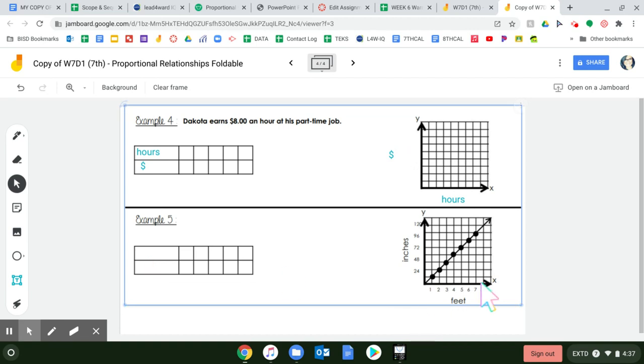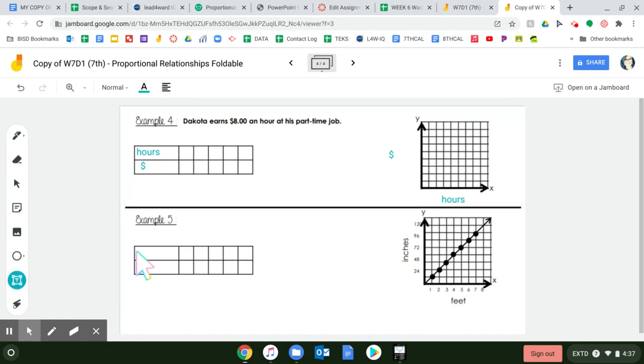Over here, we see the relationship is between feet and inches. So what they want you to do is actually write a situation here describing the relationship between feet and inches. Then you're going to create a table. You also want to create that equation where you fill in the constant of proportionality. I'm going to give you that little outline there.